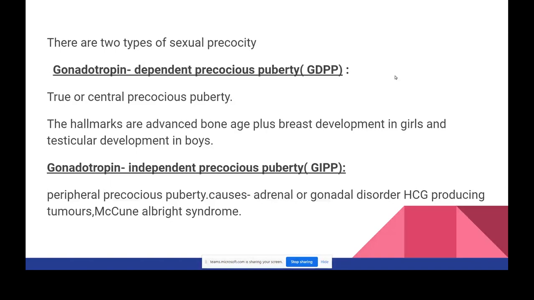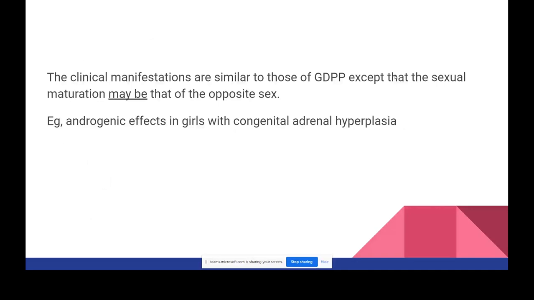But in contrast to that, what is gonadotropin-independent precocious puberty? That does not come from the central level. It is not through the hypothalamic-pituitary-gonadal axis; it starts from a lower level. So that could be the adrenal gland producing adrenal steroid hormones, or HCG-producing tumors, McCune-Albright syndrome, theca cell tumors, estrogen-secreting tumors, and Leydig cell tumors. They all cause gonadotropin-independent precocious puberty. They come from the lower level, not from the higher, like the hypothalamic or pituitary axis. The clinical manifestations are similar to those of the gonadotropin-dependent type. They have accelerated epiphyseal maturity or development, as well as precocious puberty.